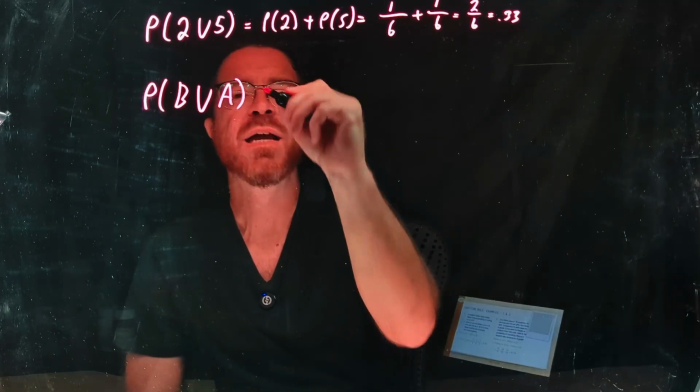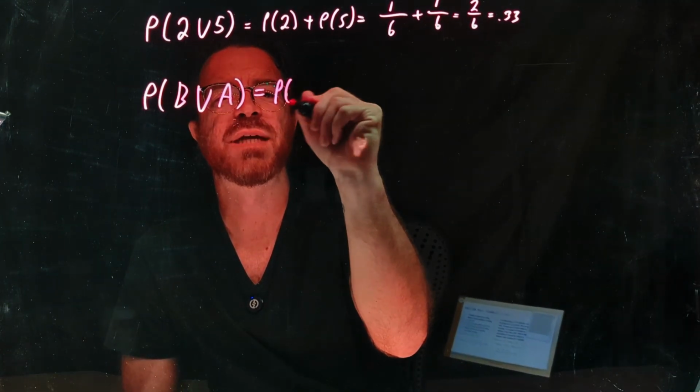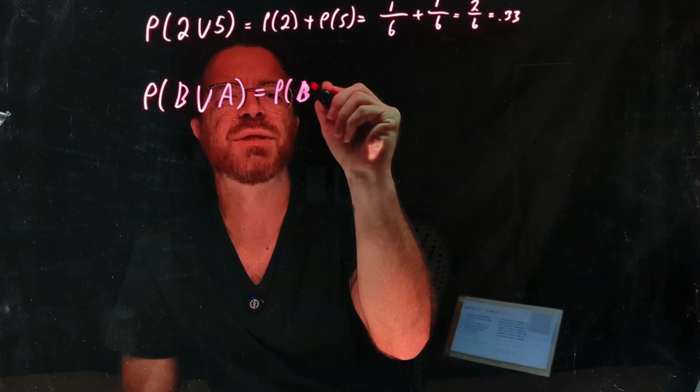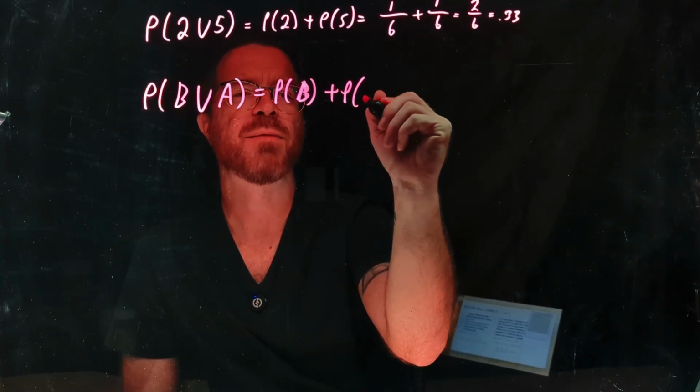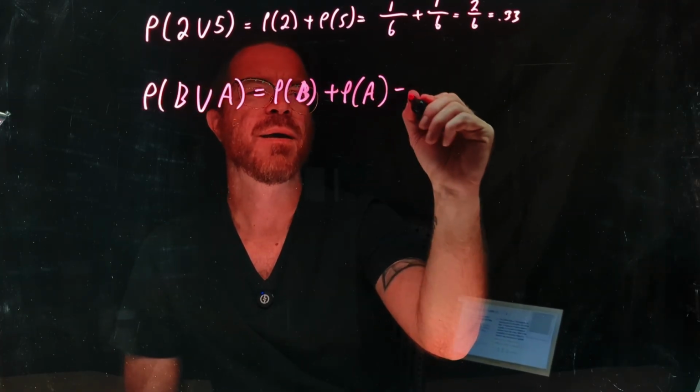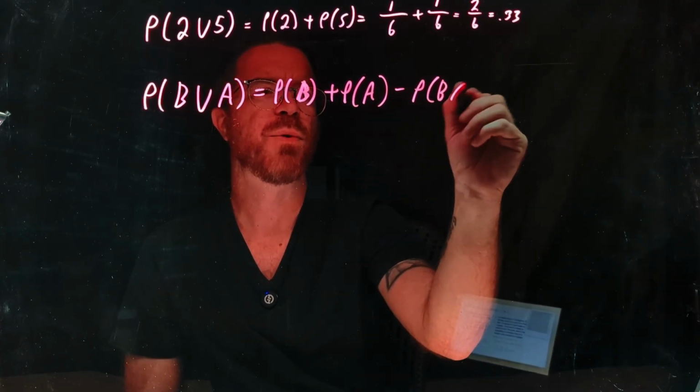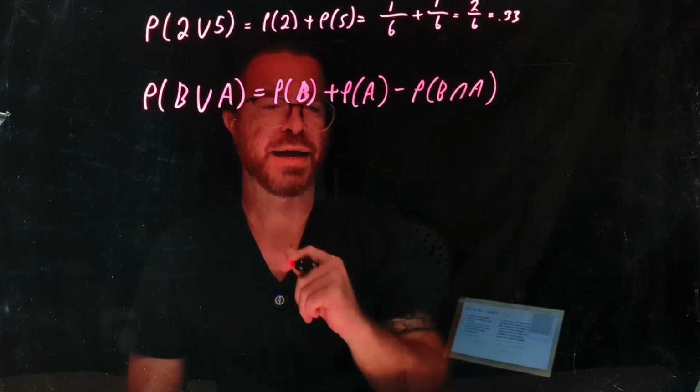So in this case, we first need to set it up. So this is going to be the probability of selecting a boy plus the probability of selecting a student who got an A minus the probability of selecting a boy that also got an A.